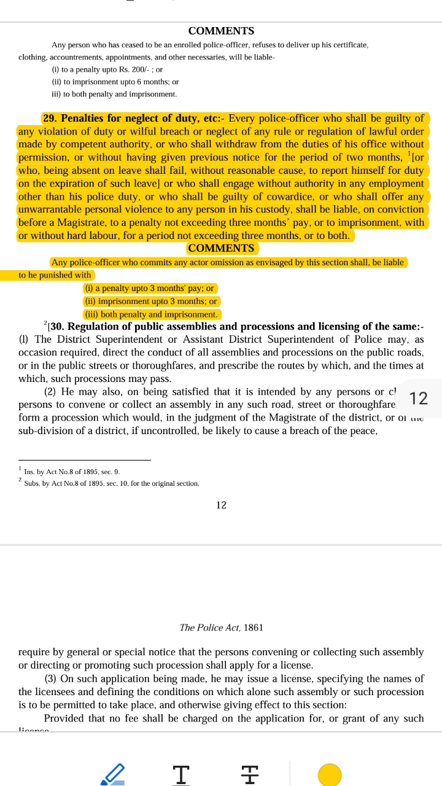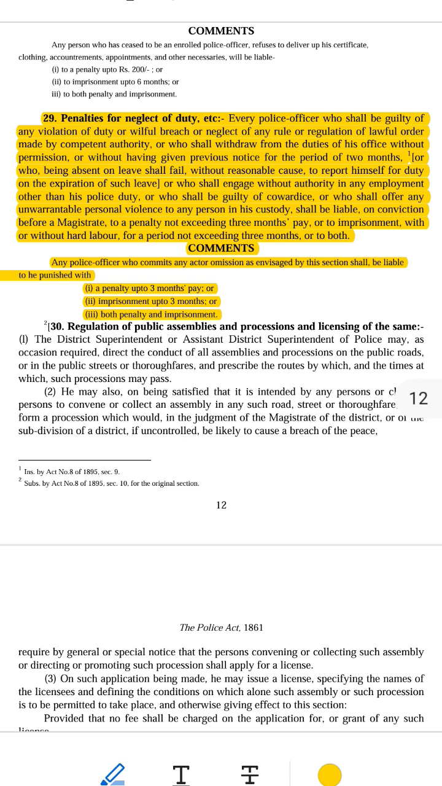Let's break this down further into simple, easy to understand points so nothing is confusing. Penalties for neglect of duty. Detailed explanation: This law explains what happens if a police officer does something wrong or doesn't do their job the way they are supposed to. It lists specific situations where a police officer can be punished and the penalties they might face.